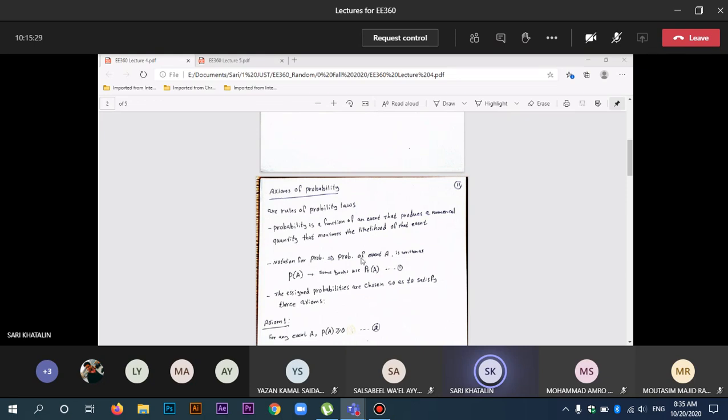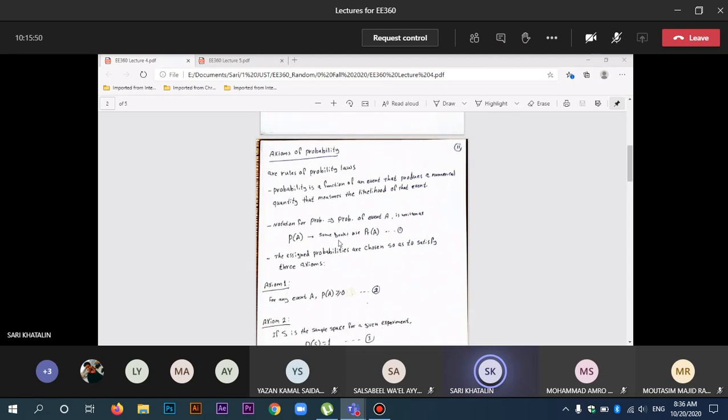Now we're going to talk about the axioms of probability, عفوا. Okay, probability has some rules. Okay, so we're going to focus يعني the probability based on 3 axioms. The first one, طبعا before we talk about this, let's define the probability. As you can see here, probability is a function of an event that produces a numerical quantity that measures the likelihood of that event. Numerical quantity, okay, it's going to be like 0.1, 0.2 or something like that.